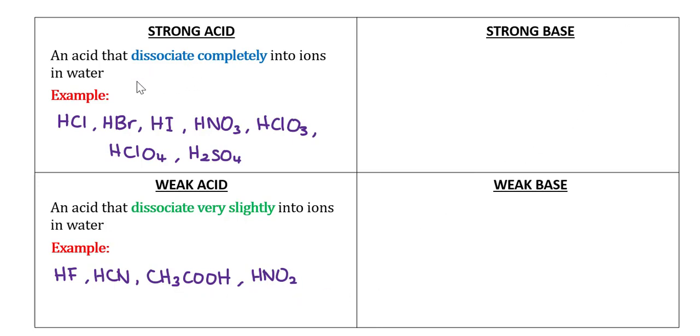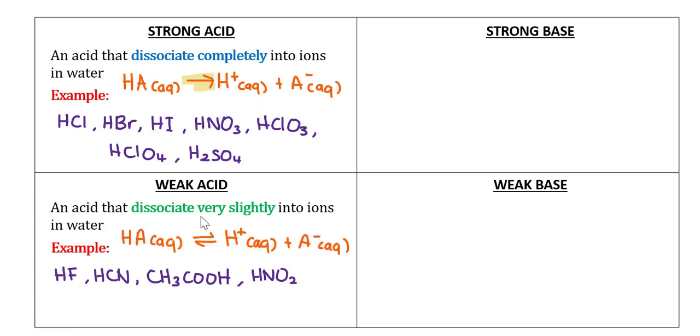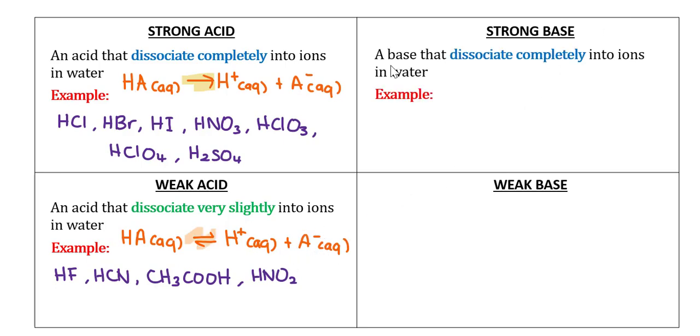Strong acid will dissociate completely into hydrogen ion or hydronium ion and another anion. The right-handed arrow indicates that the reaction goes to completion. For weak acid, a reversible arrow is used since the weak acid dissociates very slightly into hydrogen ion or hydronium ion and another anion. A strong base is a base that will dissociate completely into ions in water.